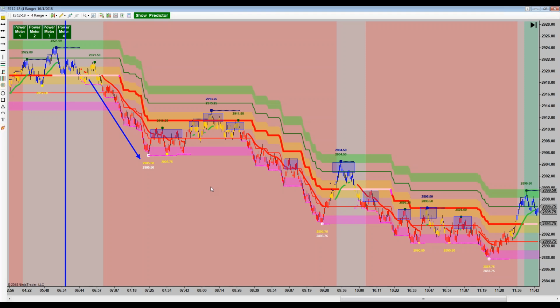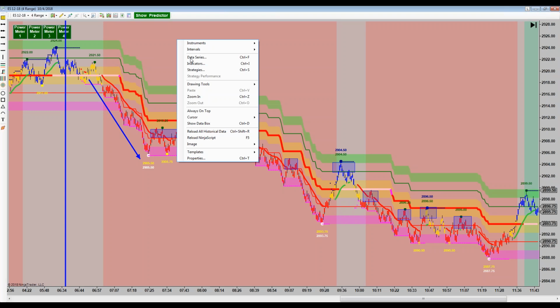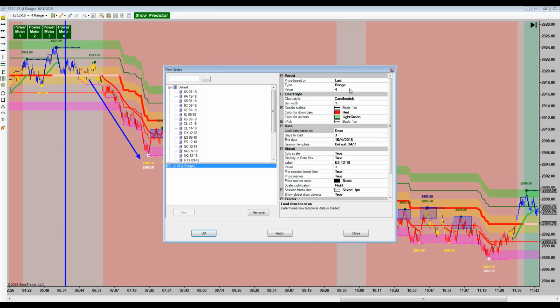So in the case of ES, 1, 2, 3, 4, 5, 6, 7, 8, 9, 10, anywhere between, say, 9 and 12. Now let's take this down to a 2 range and see if the entries are more pronounced. You should be, right? I'll leave all the squares on there.